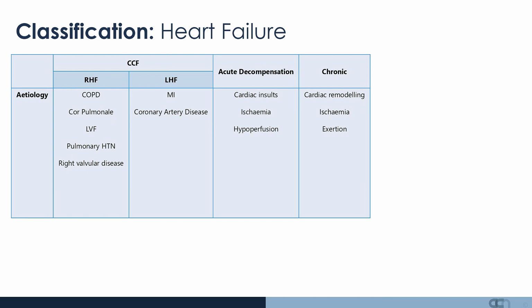Right heart failure occurs due to respiratory disease predominantly, which results in chronic increase in pulmonary pressures. So for example, COPD, cor pulmonale, pulmonary hypertension, right valvular disease would result in right heart failure. Left heart failure occurs as a result of myocardial infarction or chronic artery disease. An acute decompensation may result from a cardiac insult such as ischemia and ACS or hypoperfusion, whereas chronic heart failure is a long-term process resulting in cardiac remodeling as a result of the neuroadrenergic drive as well as ischemia.